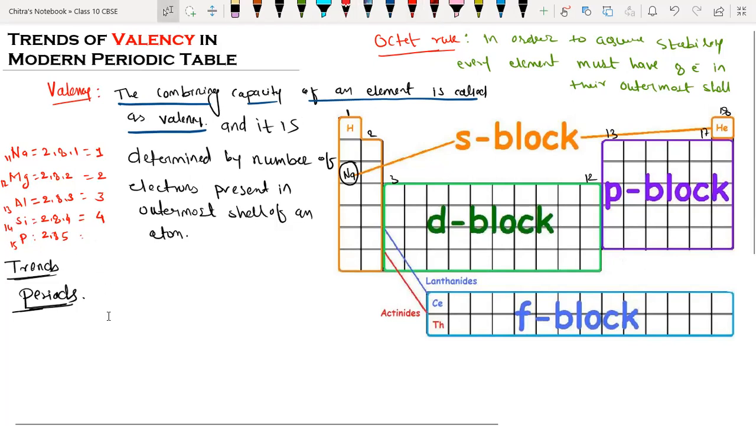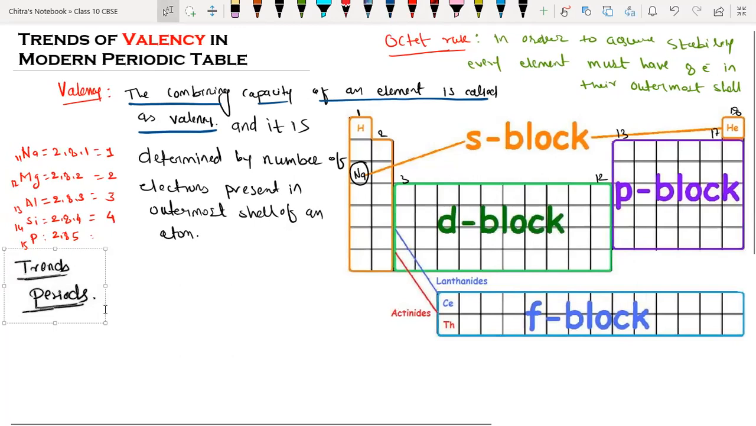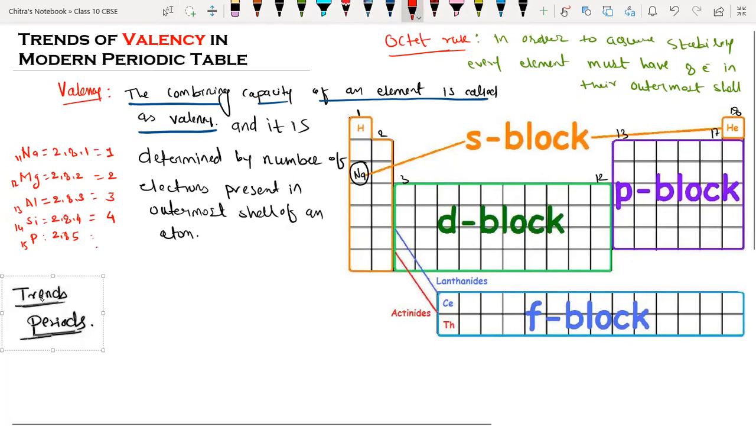So phosphorus is again going to gain 3 electrons. It is not going to lose, it is going to gain electrons. How many? 3. So its valency will be 3.